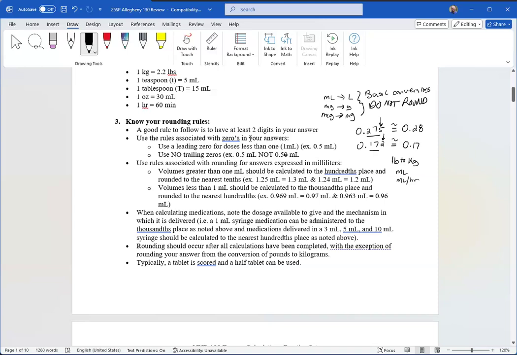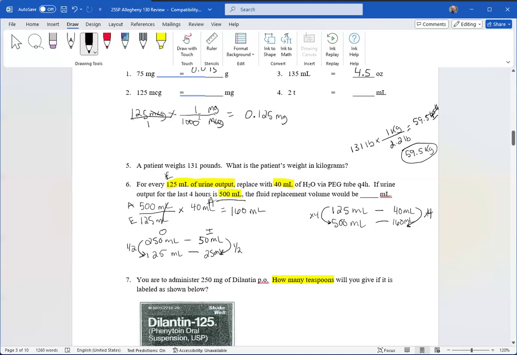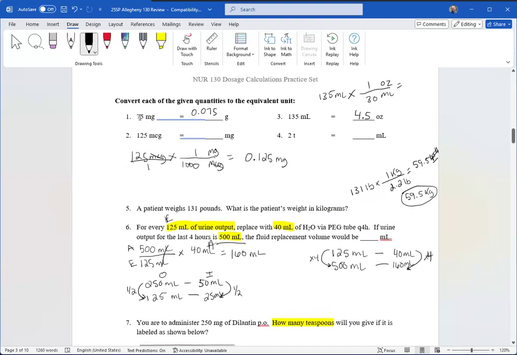So let's look at some examples of that real quick. Here, I already did these, right? So I took 75 milligrams, we converted that to grams, and we get an answer of 0.075. That is your answer. Do not round that number. That is the correct answer. Same thing here. We have 125 micrograms to milligrams. My answer is 0.125. That is the answer. Do not round that to 0.13. It will be marked wrong if you round it. You do not round your basic unit or metric to metric conversions.